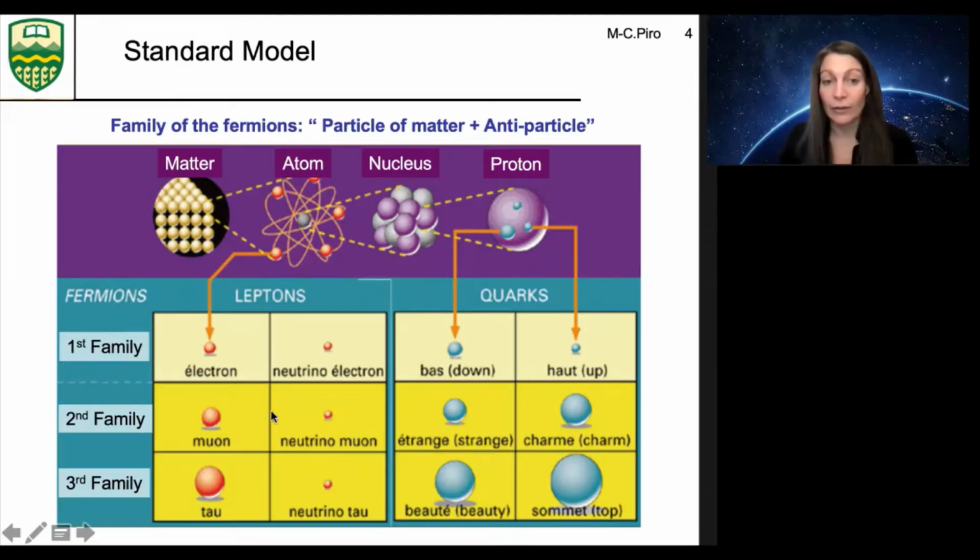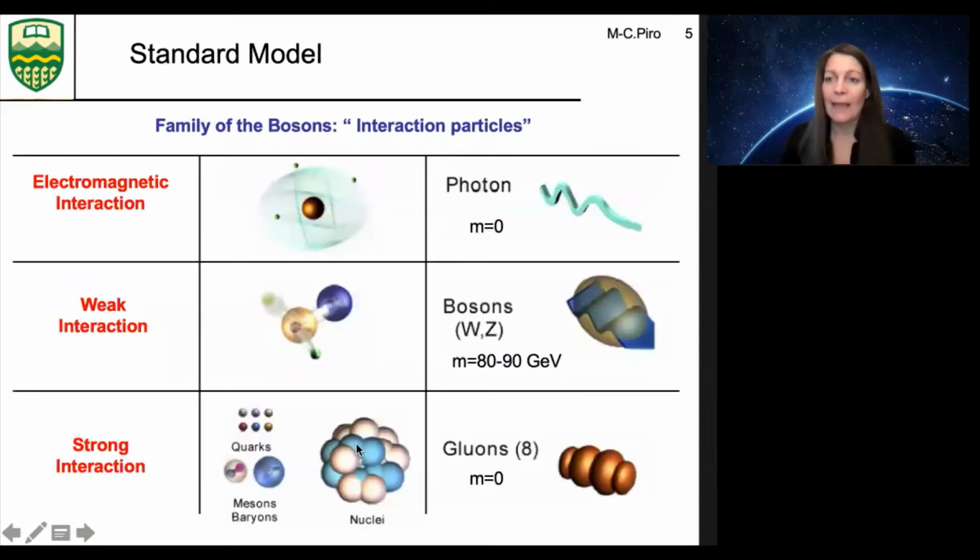We have the particles of interaction, and they are named bosons. Bosons are the mediators of the fundamental forces that we have in nature. For example, photons are the mediator of the electromagnetic interaction. We have W and Z bosons, who are the mediator of the weak interaction. And finally, gluons, who are the mediator of the strong interactions.